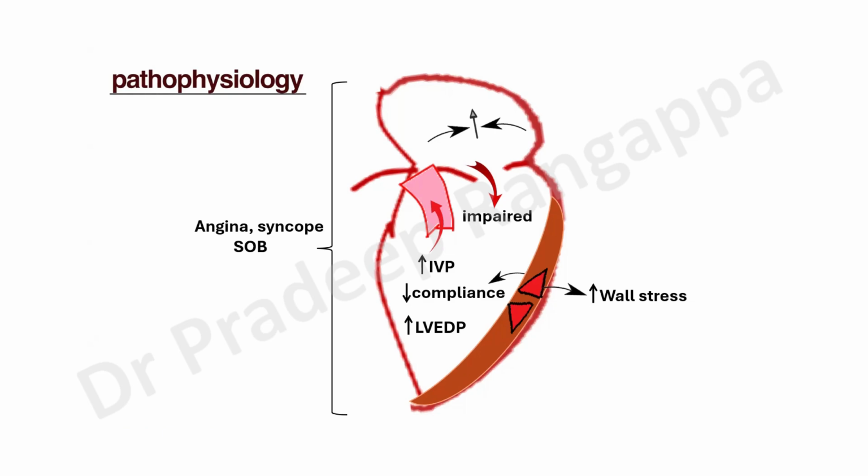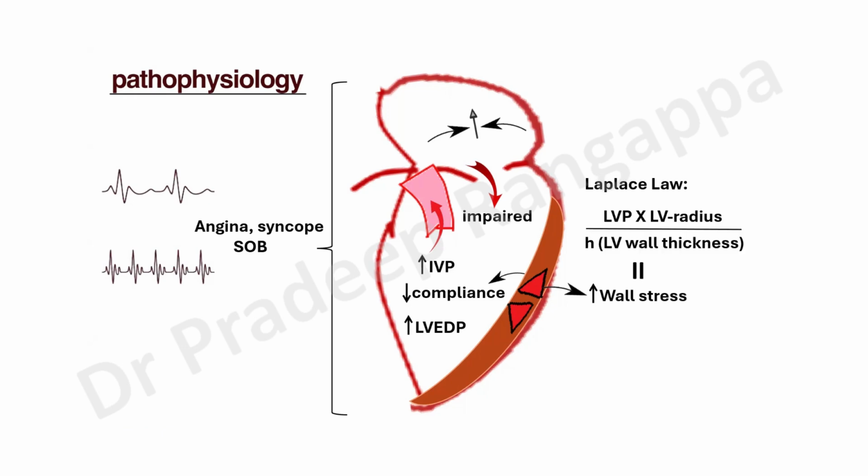All these pathophysiological processes lead to angina, syncope, and shortness of breath, and they can cause arrhythmias. Tachyarrhythmias like atrial fibrillation with fast ventricular rate tend to worsen this whole conundrum of pathophysiological derangements that happen in aortic stenosis. So this increase in the wall stress is determined by the Laplace law, which is left ventricular pressure times left ventricular radius divided by left ventricular wall thickness. So this determines the wall stress that happens in aortic stenosis.